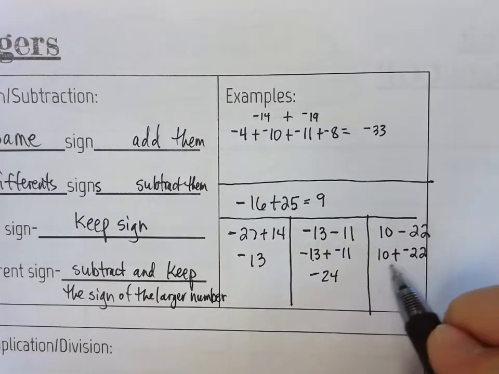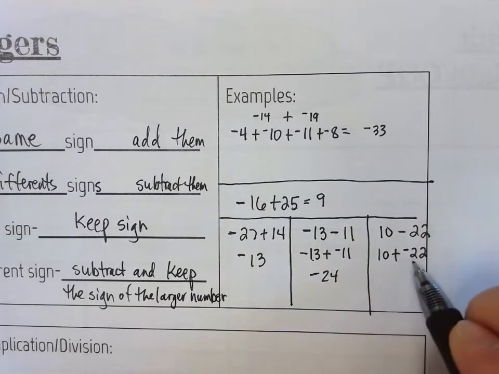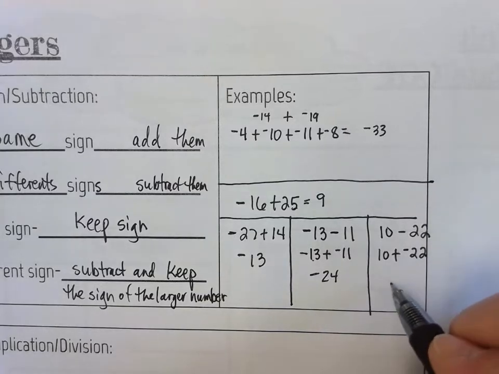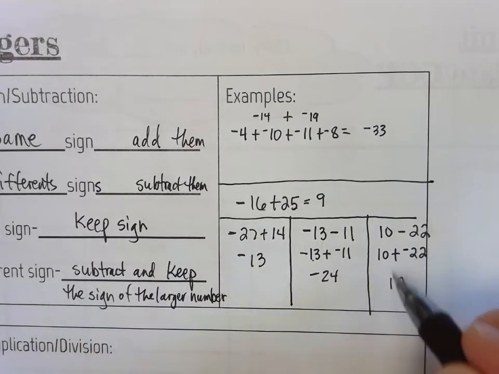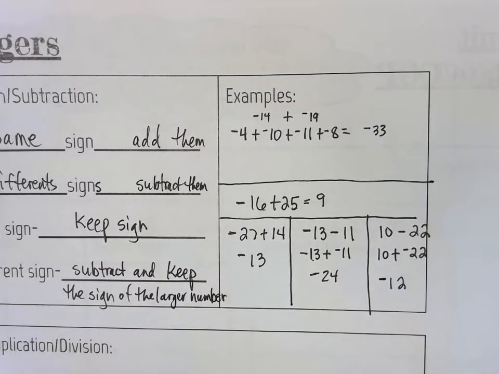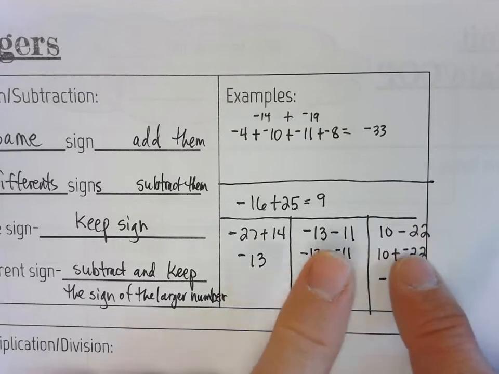They have different signs, so when you've got different signs, you want to subtract them, which would give you 12. So we're going to subtract and keep the sign of the larger number. 22 is a larger number than 10, so that would be negative 12. Okay? On the subtraction problems, make sure you do additive inverse on them.